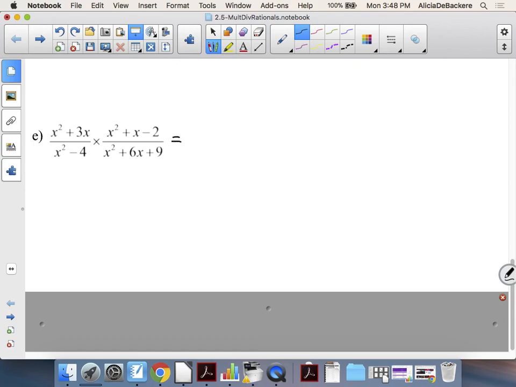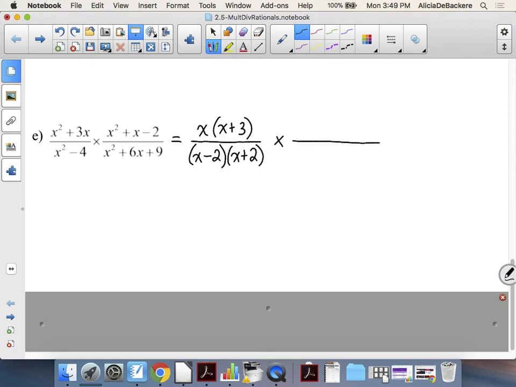So looking at the first numerator, I see that there's a common factor of x. So I take that out. And then looking at the denominator, I notice that it's a difference of squares. Remember, if your factoring skills aren't strong, you are going to struggle with the second half of this chapter. So go back to 2.3 and review.